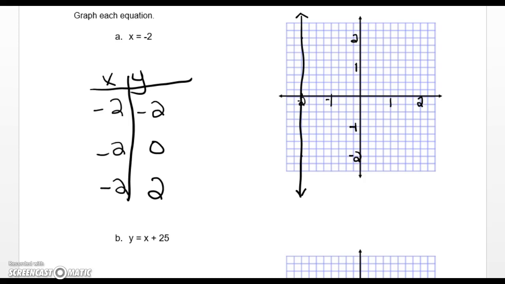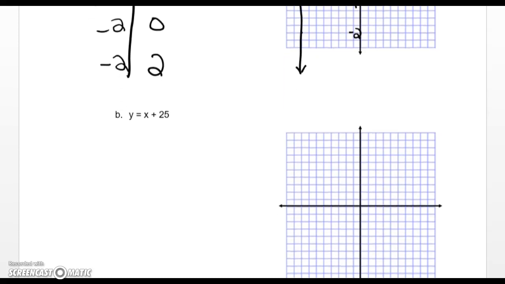So here what you notice is that when we have an equation where we have x is equal to some sort of number, we have a vertical line. Something very similar happens if we have y is equal to some sort of number. Just instead of going straight up and down, an equation with y is equal to only a number will be a horizontal line. So it would be going straight left to right. So it'd be lying down.